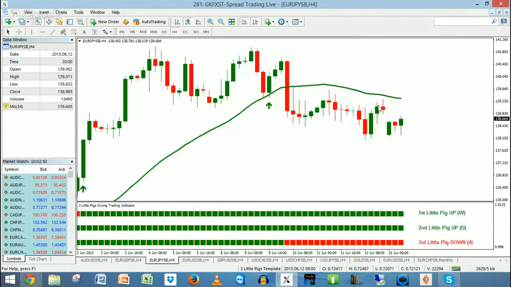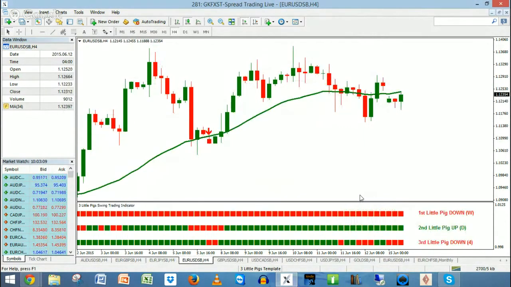Euro JPY, we're up and up on the weekly and the daily, and as you can see here on the 4-hour chart, we're down still. So we're waiting for a new long signal here, so price to close somewhere here above the moving average and take a new long position on Euro JPY.